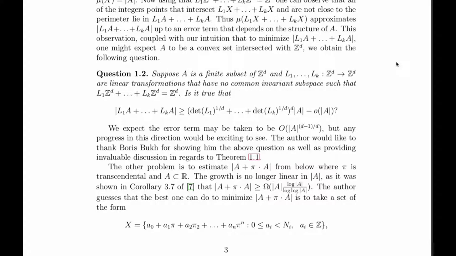The next question I have is concerning A plus pi A, where A is a subset of real numbers and pi is a transcendental number. It turns out in this case, A plus pi A has superlinear growth, as was shown by Konyagin and Łaba. The main question is, what is the best lower bound one can find for this set?